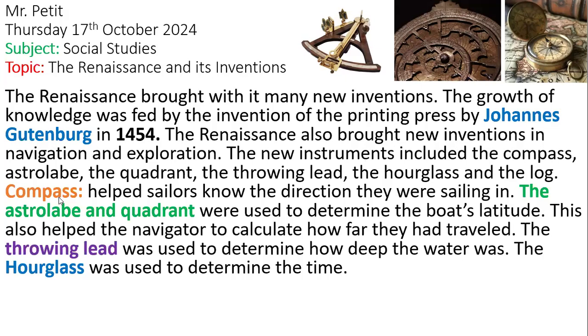Malicio, compass. The compass helps sailors know the direction they were sailing in. The astrolabe and quadrant were used to determine the boat's latitude. This also helped the navigator to calculate how far they had traveled. The throwing lead was used to determine how deep the water was. The hourglass was used to determine the time. Very good.